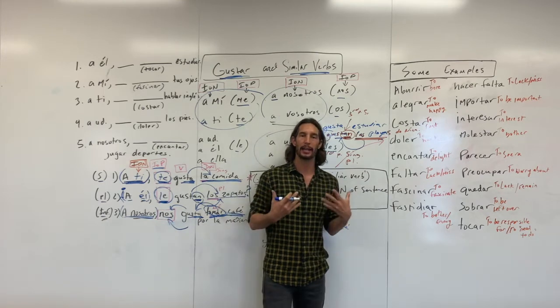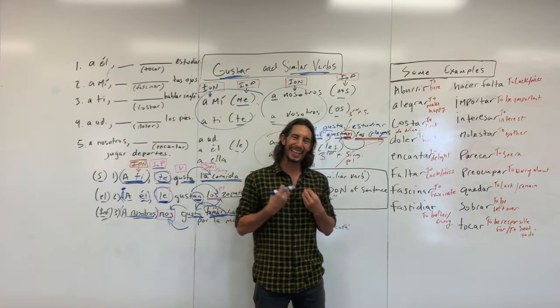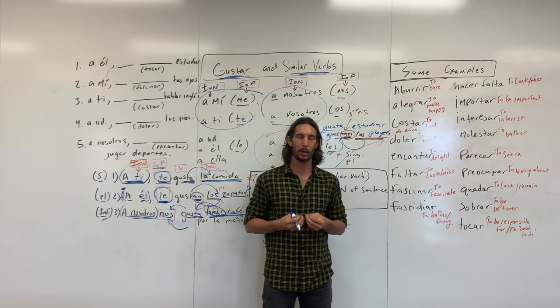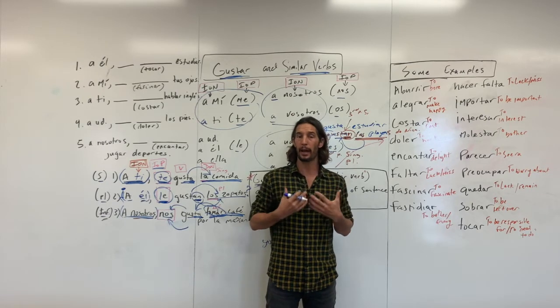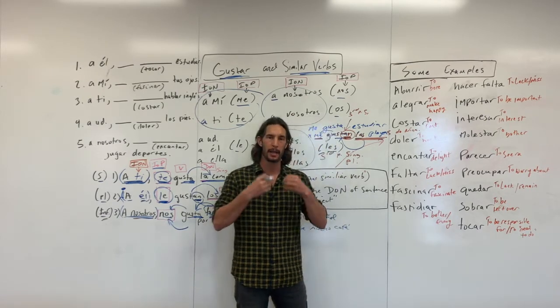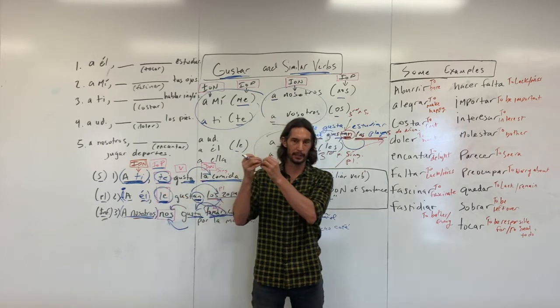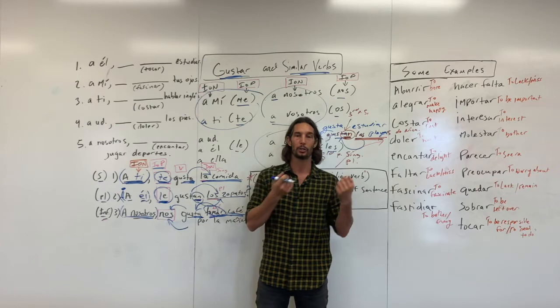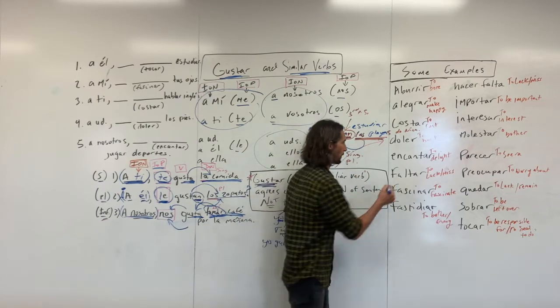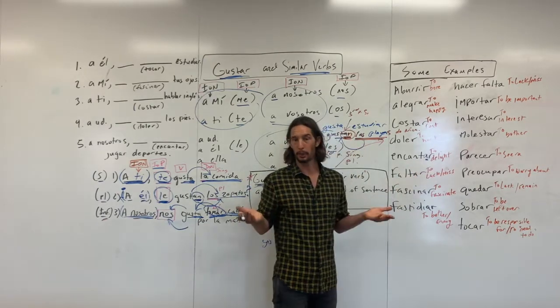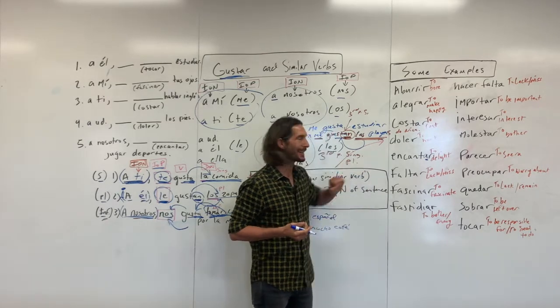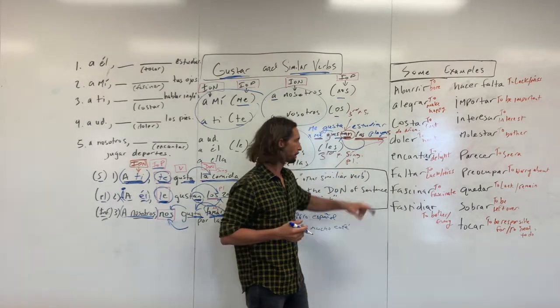Encantar is to delight, for example, me encanta esta clase de español. I am enjoying this Spanish class. Me encanta esta clase de español. And clase de español is singular, so it would be me encanta with an a, right? Because it's third person singular. So me encanta esta clase de español.